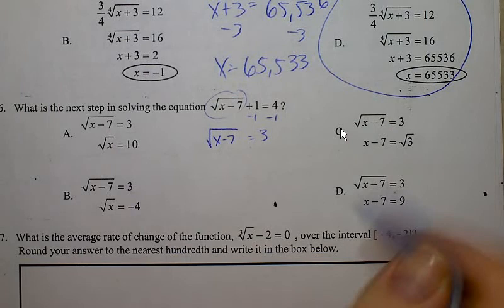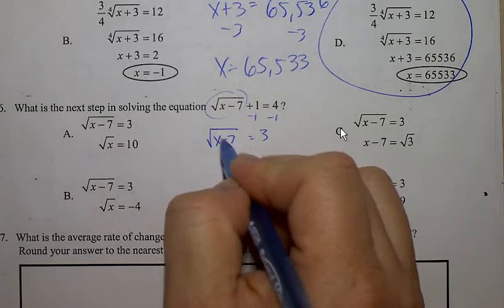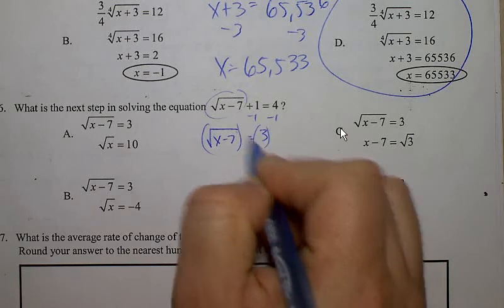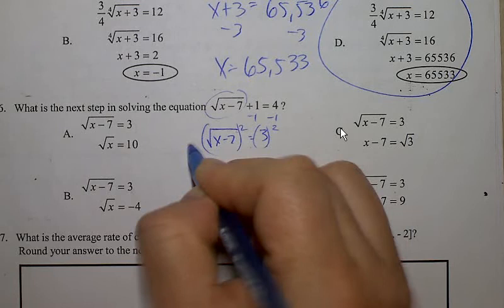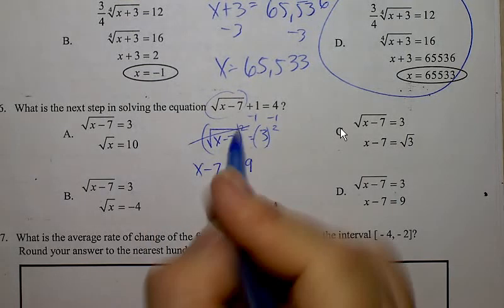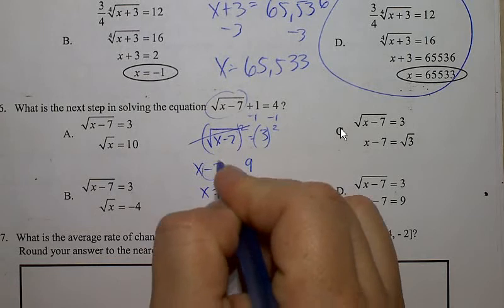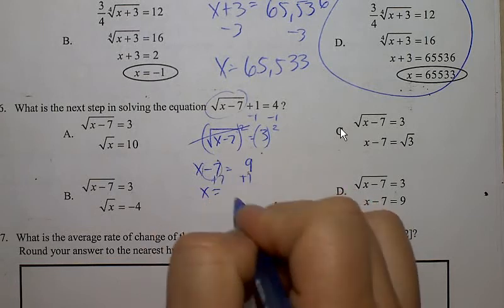So I can't eliminate any answers. Now, remember, to get rid of a square root, I'm going to square both sides. Whatever I do to one side, I must keep it balanced and do it to the opposite side. X subtract 7 equals 9. And then the very final thing is to move the 7 to the opposite side. I'm going to add it to both sides to come up with an answer of 16.